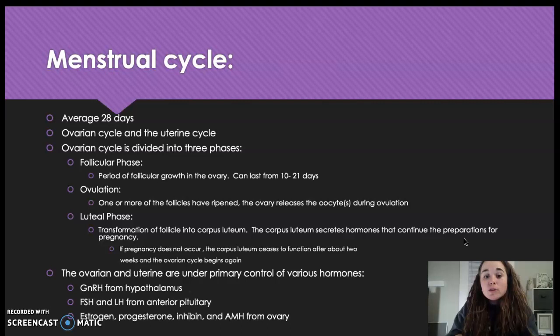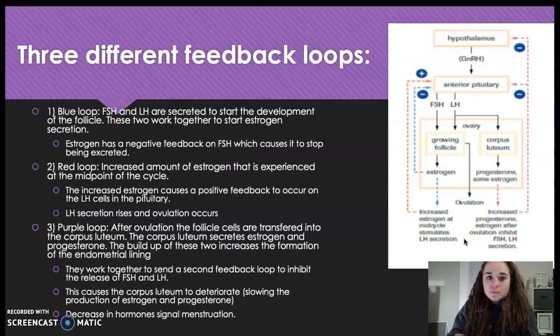So the ovarian and the uterine cycle are under primary control of various hormones. These hormones include GnRH from the hypothalamus, FSH and LH from the anterior pituitary, and then lastly, estrogen, progesterone, inhibin, and AMH from the ovaries.